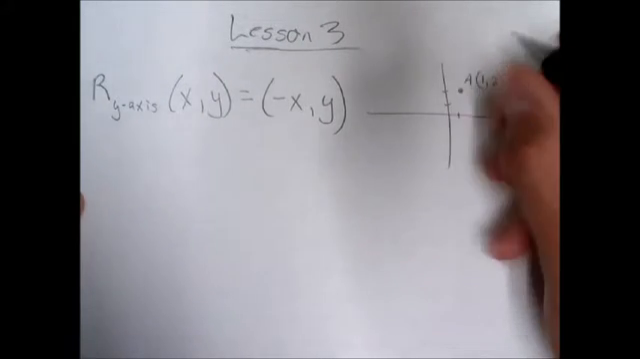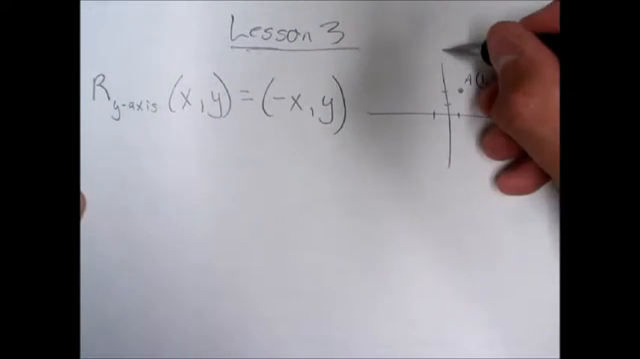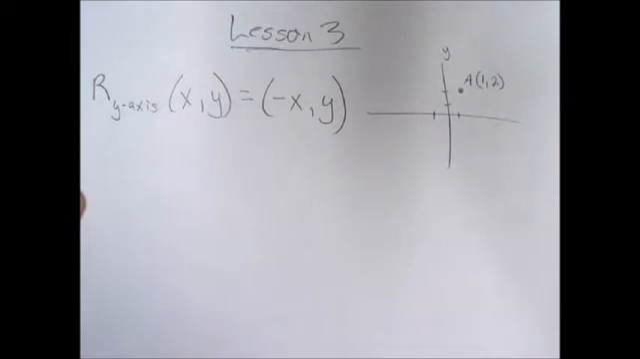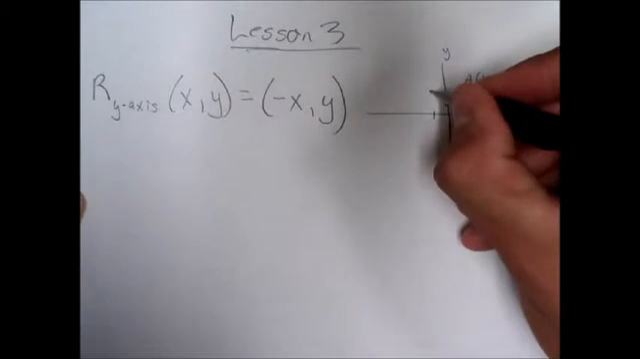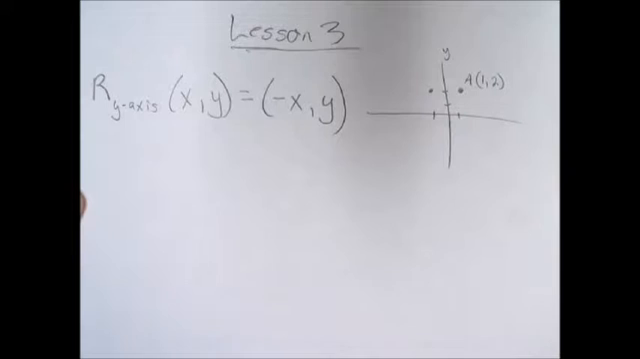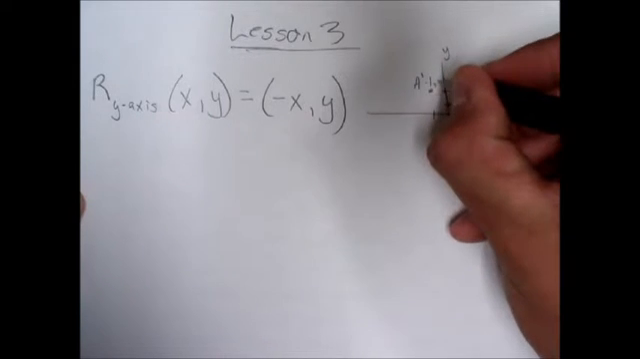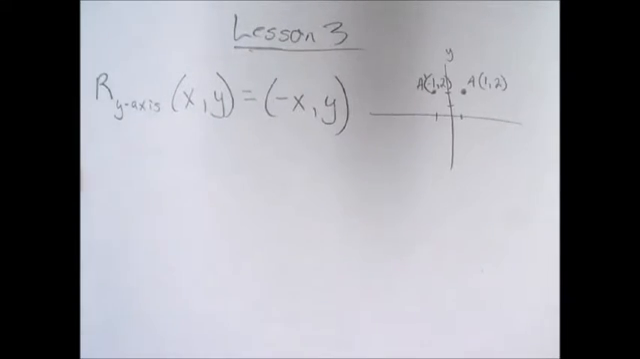Now I'm going to reflect it. To reflect it over the y-axis, remember that's the one that goes up and down, it's just going to go on the other side, right? Exactly the same as where it was on the right. It's now on the left. So that's A prime, that's the image, and this one's going to be at negative 1, 2. So there's your example, your geometric representation, your picture.